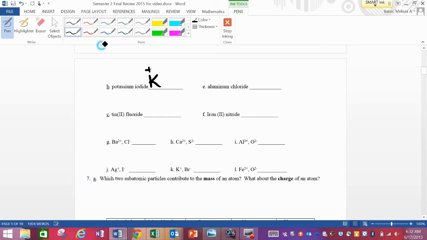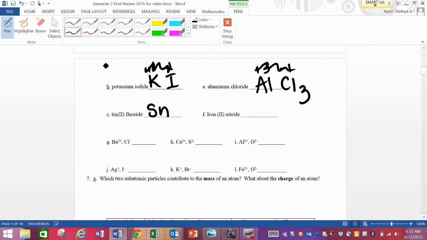So then it's just the same sort of thing over and over again. Potassium iodide, these charges cancel out, so it's just KI. Aluminum chloride is a little bit different. +3 charge for aluminum. Chlorine's got a -1, so this becomes AlCl3. You don't need to crisscross that 1 over. Tin 2 fluoride. That means tin has a +2 charge in this compound. Fluorine always has a -1. So this will be SnF2 for a final answer.